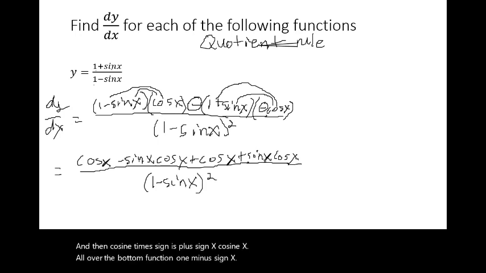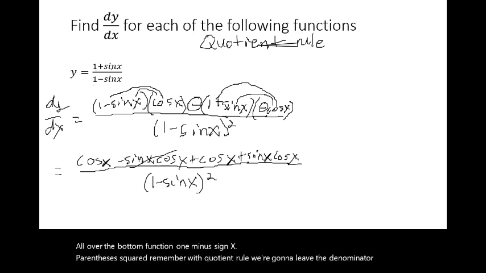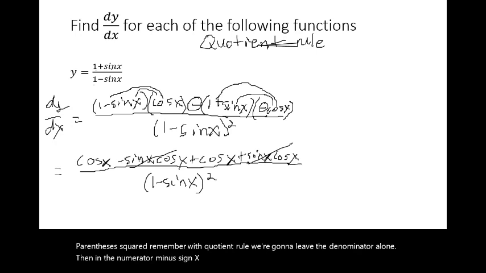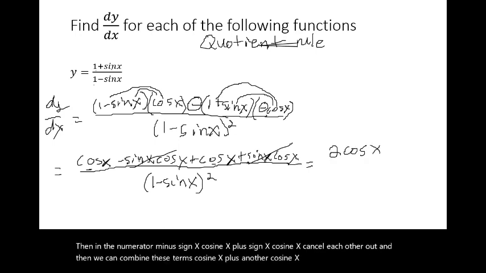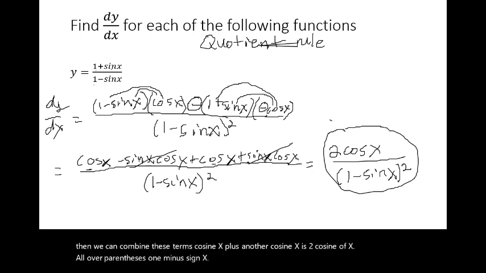Remember, with quotient rule, we're going to leave the denominator alone. Then in the numerator, minus sine x cosine x plus sine x cosine x cancel each other out. And then we can combine these terms. Cosine x plus another cosine x is 2 cosine of x. All over, parentheses, 1 minus sine x squared. And that is going to be your final answer.